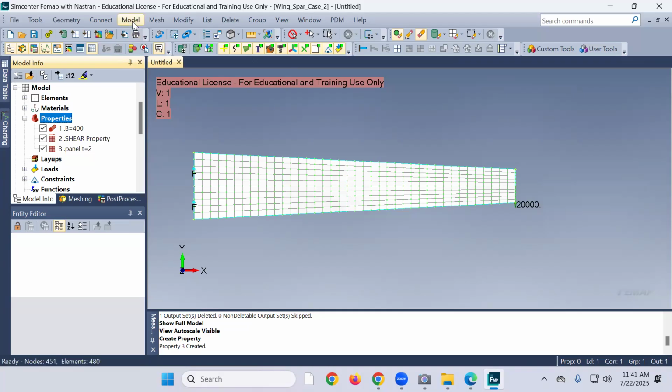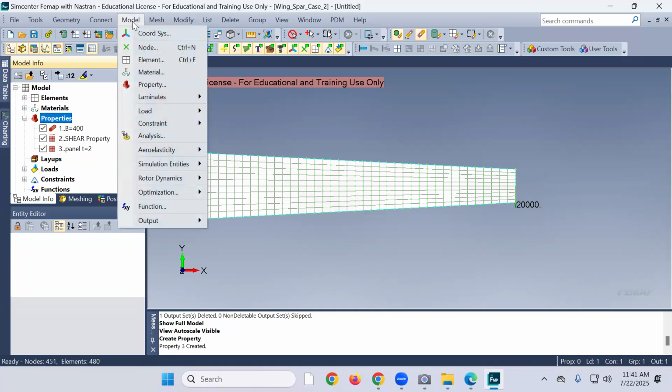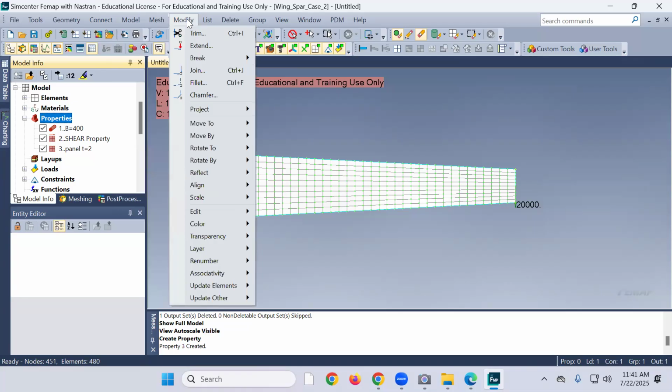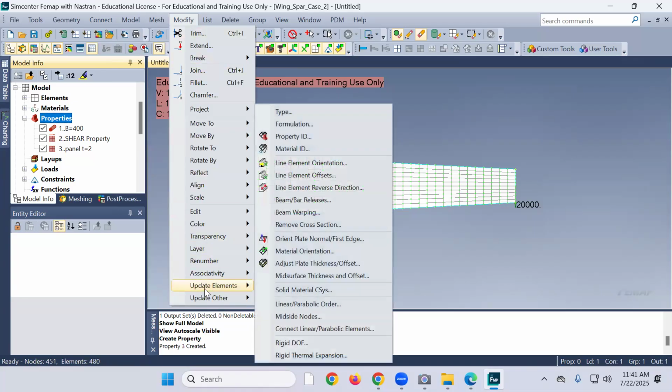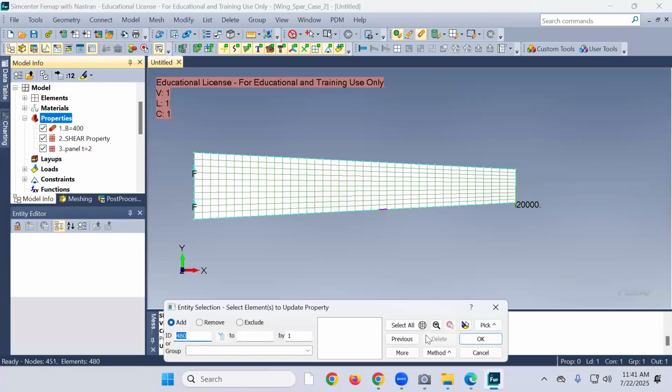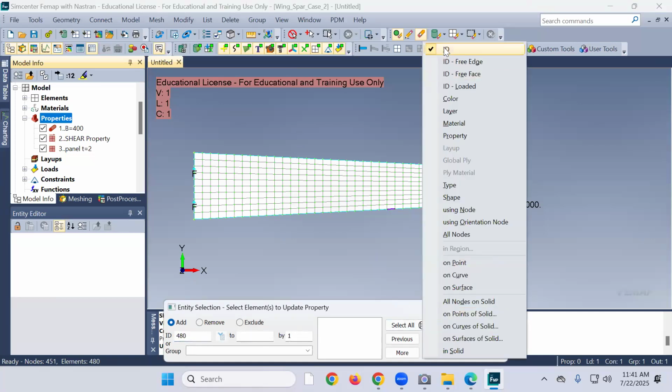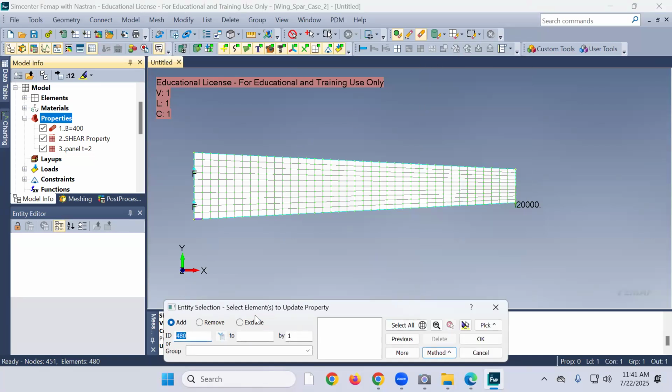So modify object element property. Okay. Method ID is fine. So we go to ID 3. So select elements to update property.